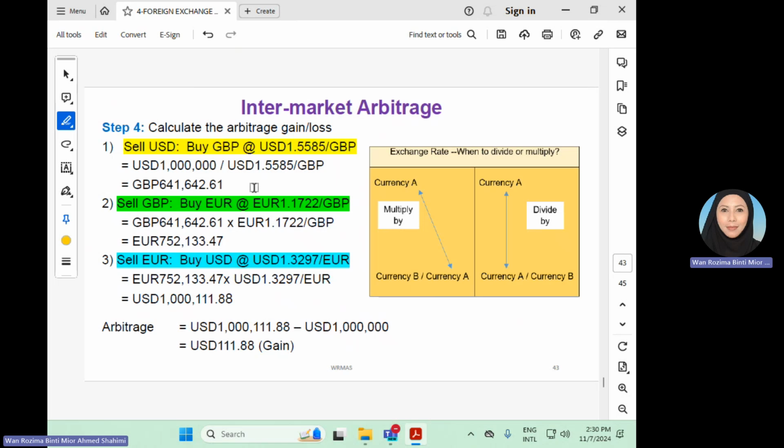Okay? And this one, sell euro, buy USD. So remember, whatever the answer for number 2, bring it down to number 3. And then from the question, 1.3297 USD against euro. So euro at the front, euro at the back, different location. So you multiply. Then you will get this, minus, then this is your gain. Okay, why is it called triangular arbitrage?